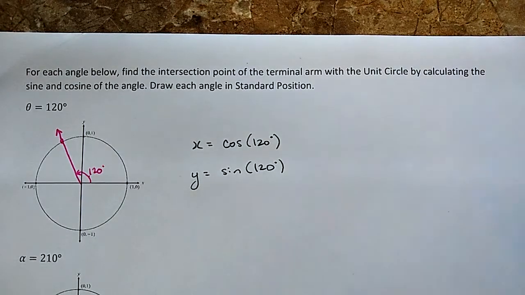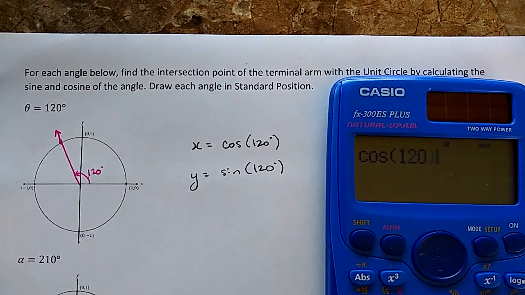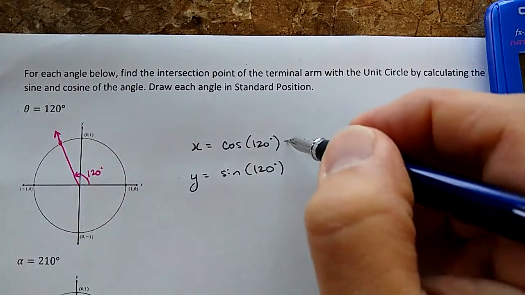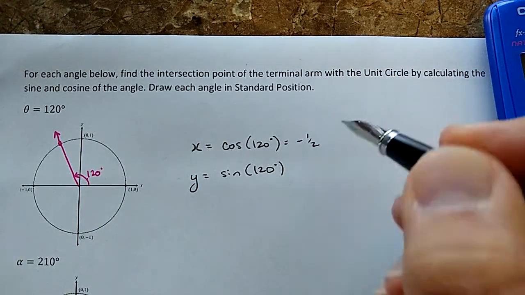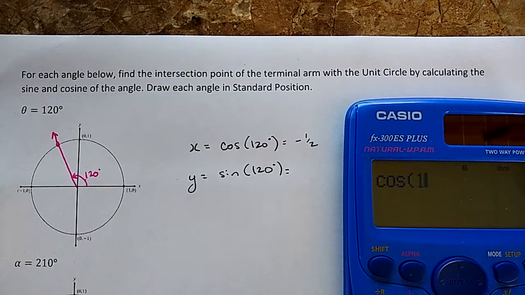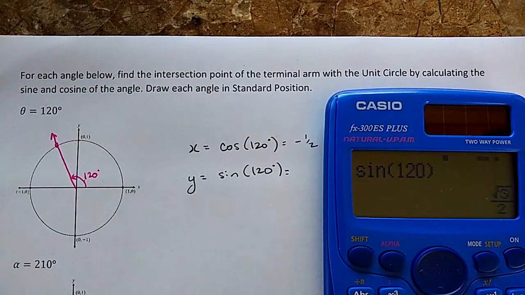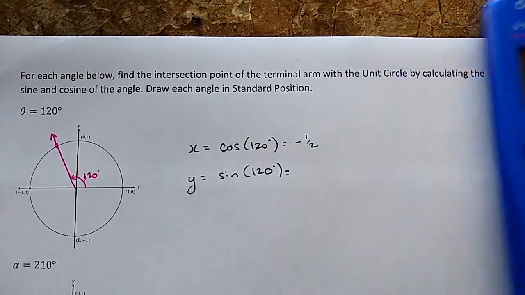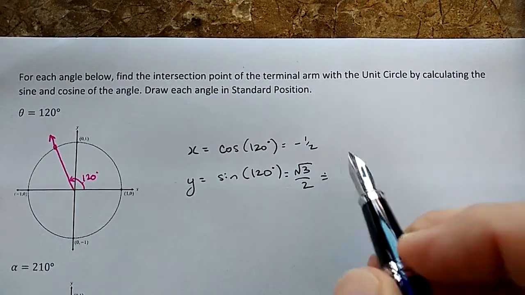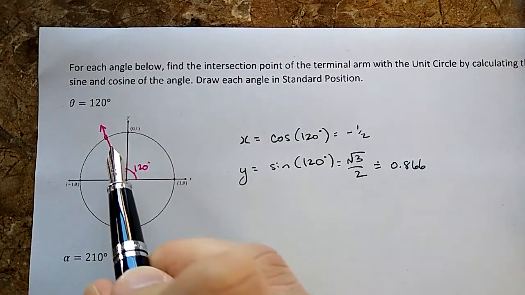I'm going to grab a calculator. Let's check this out. Cosine of 120 degrees. Oh, looks like negative 1/2. And let's find the sine of the same angle. √3/2, or about 0.866. And that was a positive number. So those are the coordinates of that point right there.